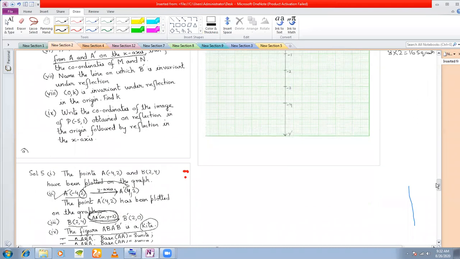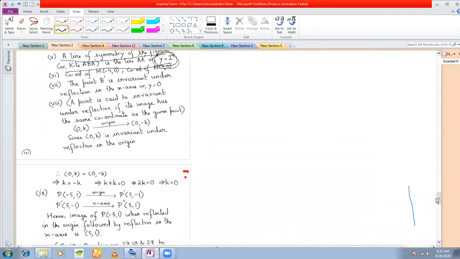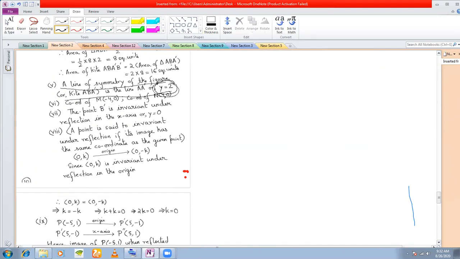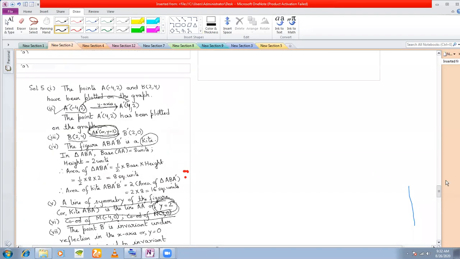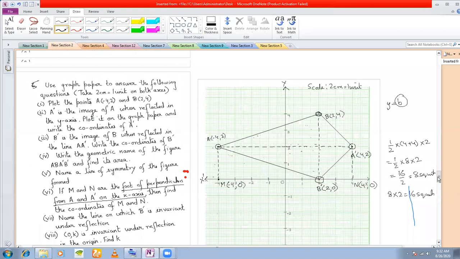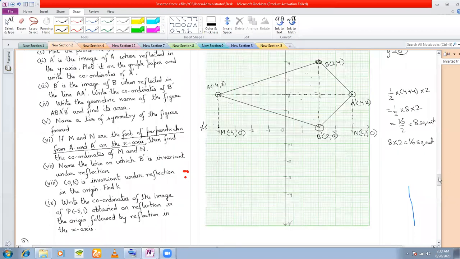So, as I have written in the answer, the coordinates of M are (-4, 0) and the coordinates of N are (4, 0). I have recorded it in the answer as well as in the graph sheet. Okay, so should I stop here for today?